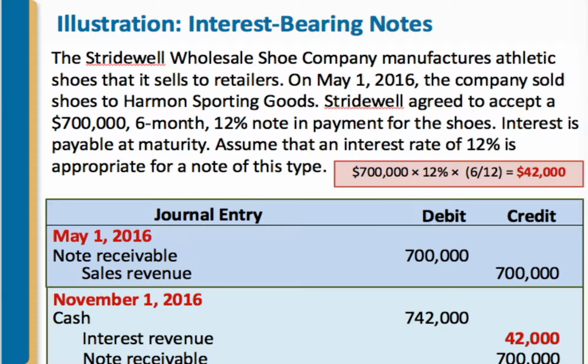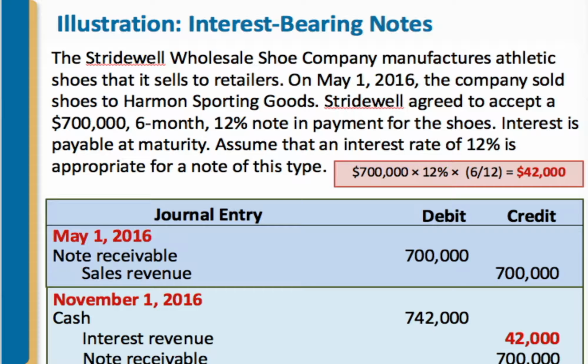So in this example, Stridewell Wholesale Shoe Company manufactures athletic shoes that it sells to retailers. On May 1st, 2016, the company sold shoes to Harmon Sporting Goods. Stridewell agreed to accept a $700,000 6-month 12% note in payment for the shoes. Interest is payable at maturity. Assume that an interest rate of 12% is appropriate for a note of this type. First, on May 1st, 2016, we record the sale by debiting notes receivable and crediting sales revenue for $700,000.